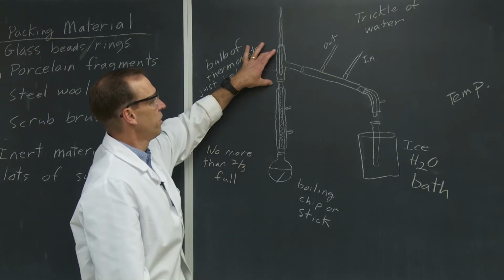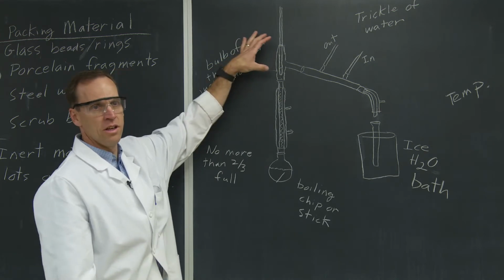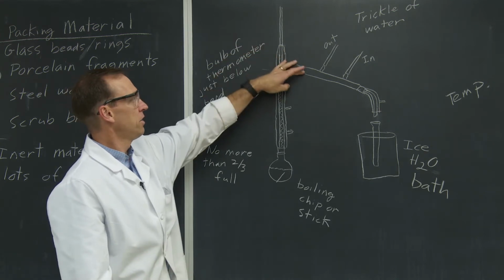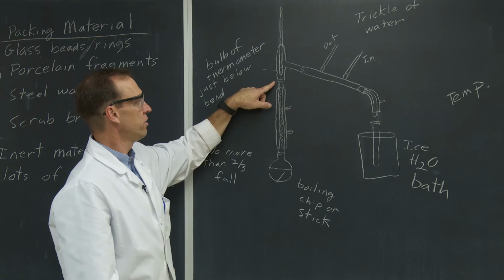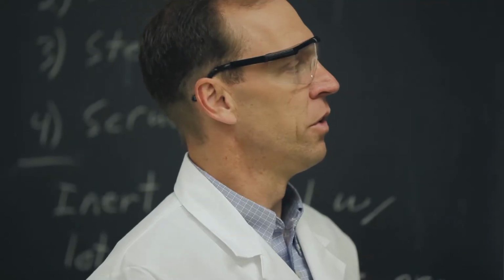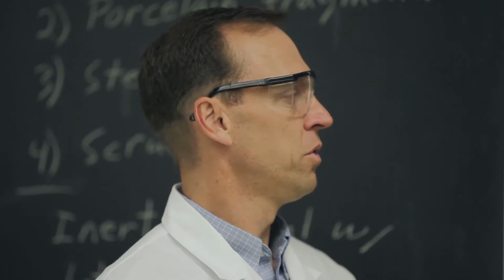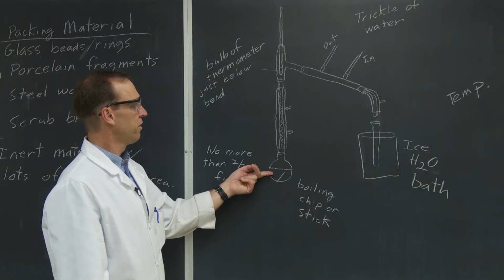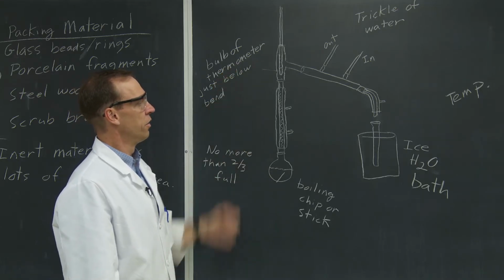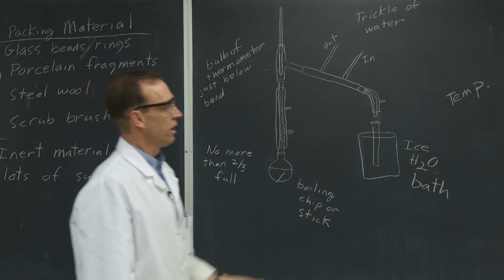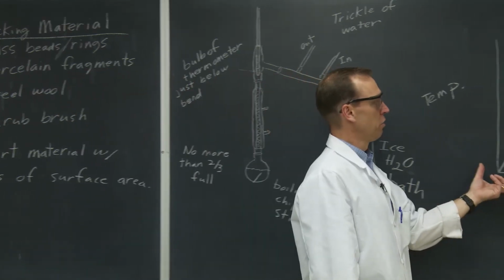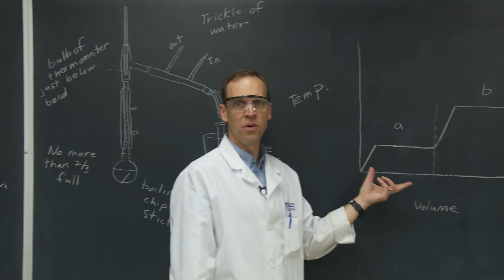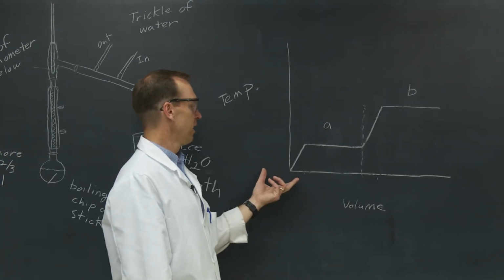We want to make sure that the apparatus is sealed tight every step of the way. At each joint, we'll seal it with vacuum grease also to make sure that we don't lose any of our mixture through any leaky joints. And then this next diagram is what you should observe as you do your distillation.